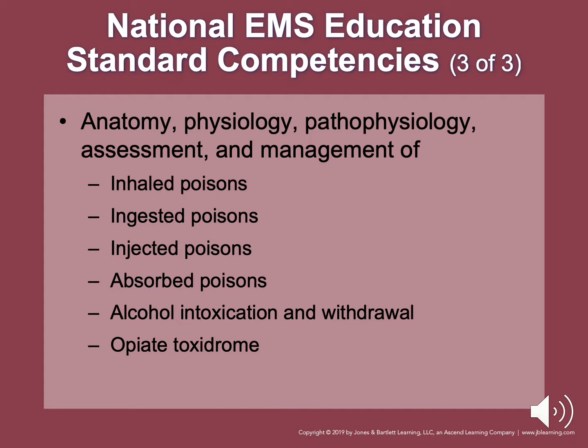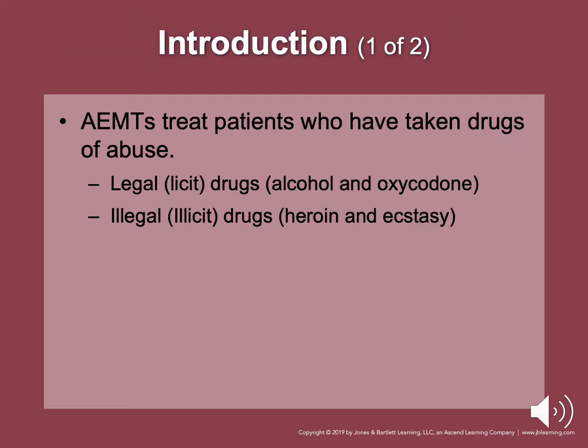So supportive measures basically is going to mean you're going to maintain an open airway, administer high flow oxygen or oxygen supplement if needed, establish your IV access. If it's a situation that the patient needs to be controlled, then you need to go ahead and call for your paramedic backup so that they can give some medication, some benzodiazepines, Ativan, Versed, to these patients to calm them down. So there's legal drugs out there, alcohol and oxycodone, and then there's illegal, illicit drugs such as heroin and ecstasy.